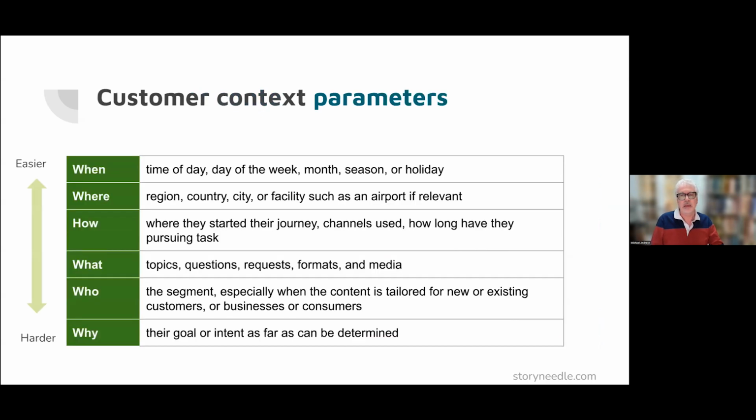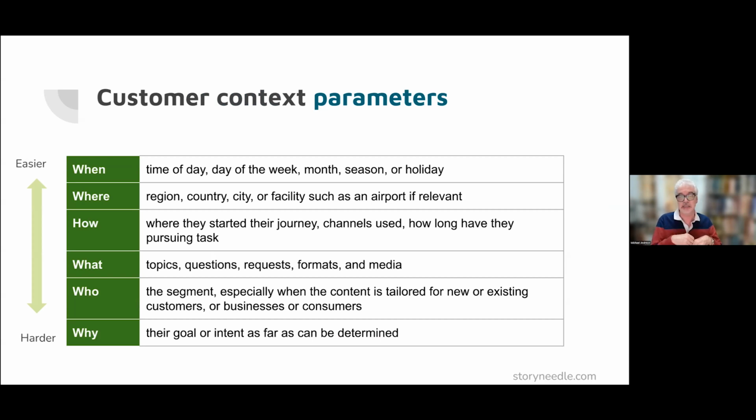Now, it's useful because we're thinking about the customer context. And we want to know whatever we can figure out about the customer's context when we're thinking about what the right content will be for them. Now, some of the things will be a lot easier than other things. For example, when someone is looking for something is pretty easy for us to figure out. Where they are is also pretty easy for us to figure out. We can look at, say, their IP address, how they're coming to us. Maybe we can figure that out. We can figure out something about their pathway to reaching us.